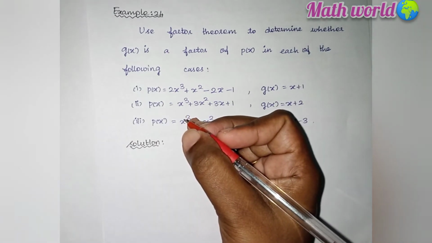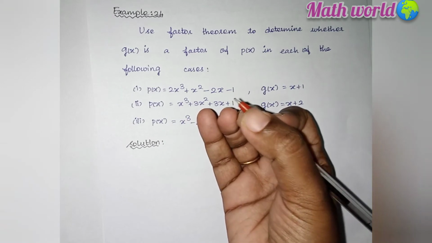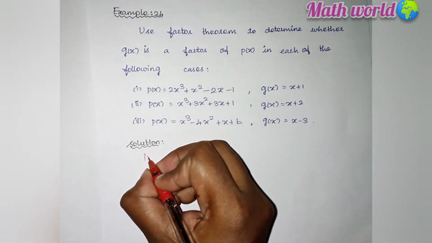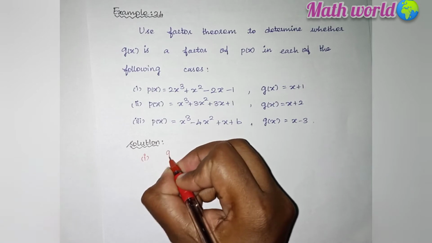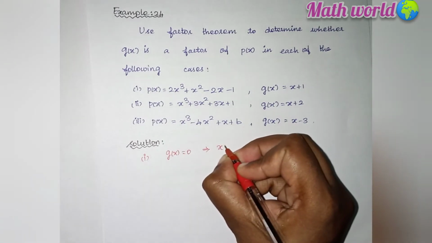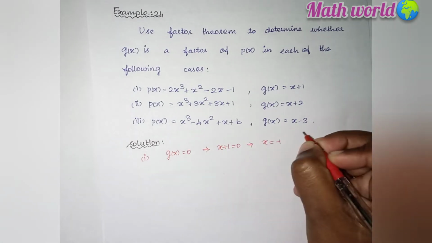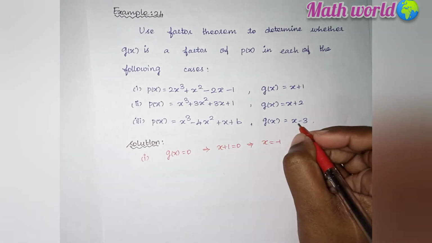You will get the answer. If you get the answer as 0, you can tell it is a factor, otherwise not. So first is subdivision. First we take g of x is equal to 0. So from this I can take x plus 1 is equal to 0. From this x equals minus 1. So I got that value, x equal to minus 1.